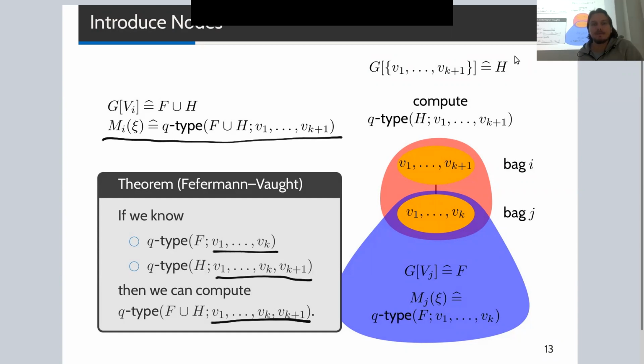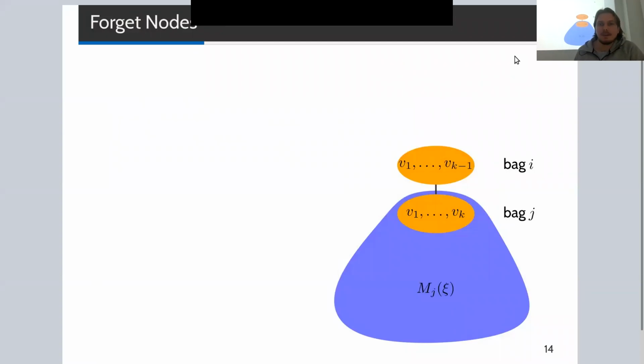So this graph H is just the boundary vertices and doesn't involve the remaining vertices from bag J. Yeah, H contains only the bag I. So the intersection of H and F is exactly here in this bag. At last, there's the forget operation.